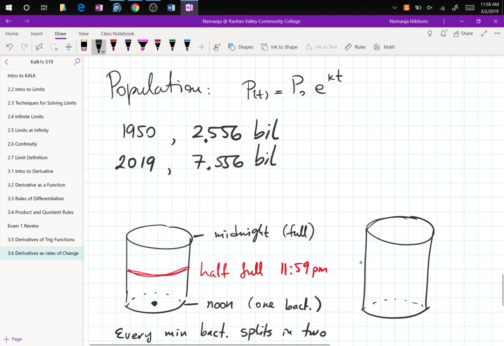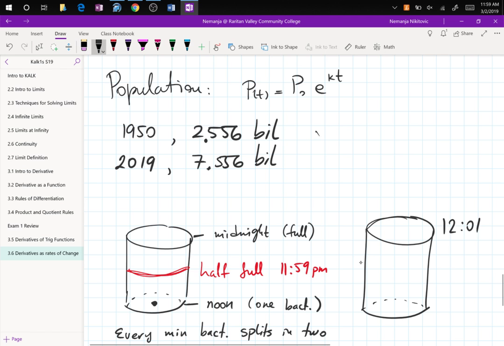Exactly. When is the second one full? At 12:01, because every bacteria in the first jar splits in two. That creates just another jar. That's called exponential growth. It's not linear growth.